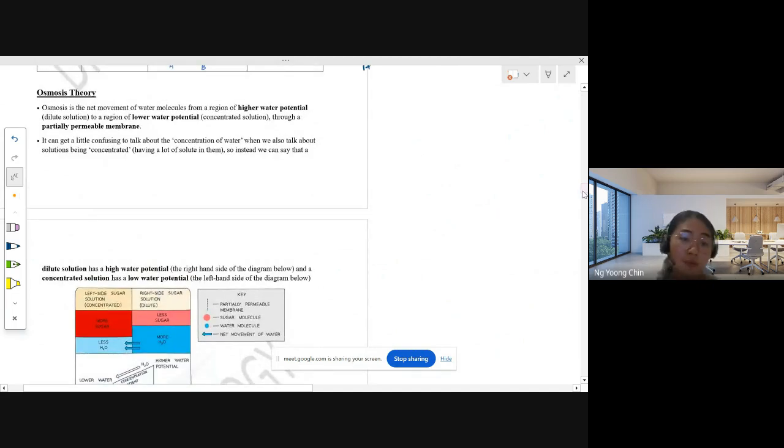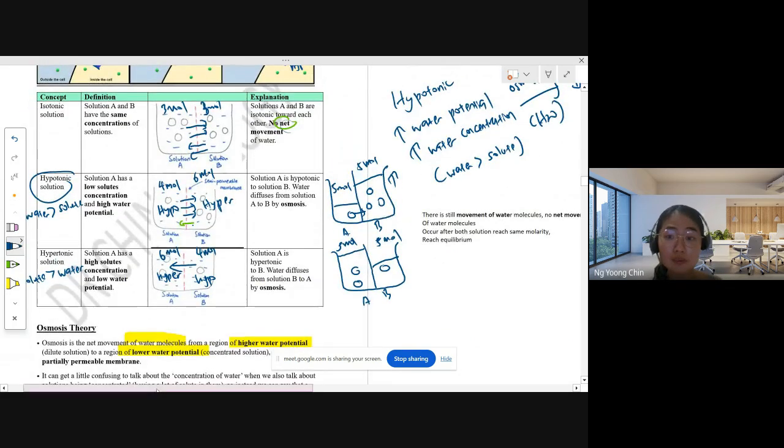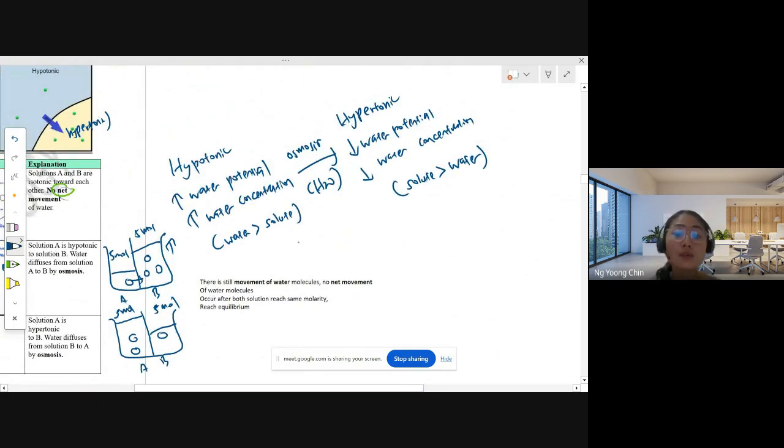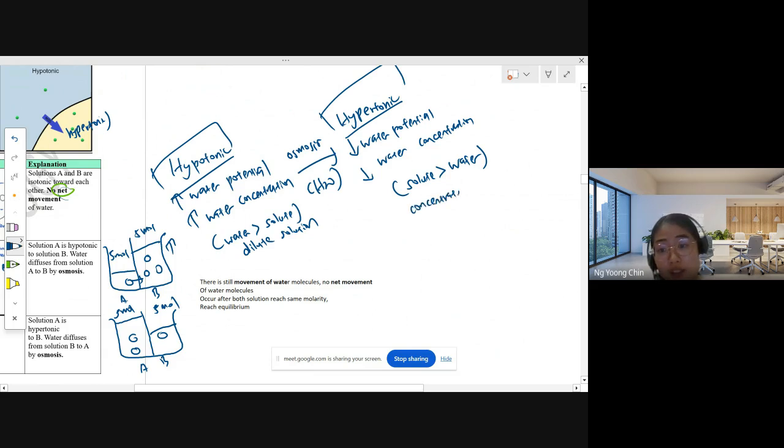Okay, so we can study about osmosis theory. Remember the keyword: water molecules move from the high water potential to the region of low water potential. High water potential means that the solution is very dilute. Maybe I can add on here. Dilute. Hypotonic means more water, right? So it's a dilute solution. Hypertonic is referred to as the concentrated solution.